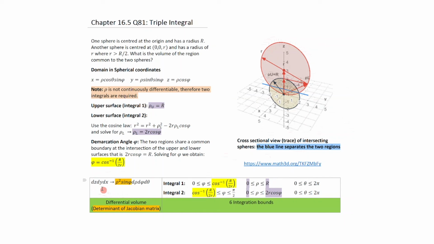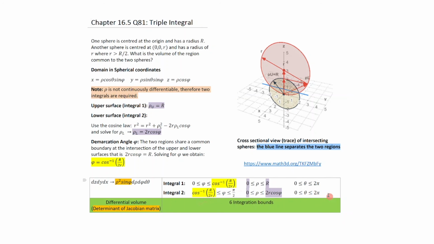Also recalling the differential volume, this term here represents the determinant of the Jacobian matrix. So for integral 1, these are the bounds for phi, upper and lower. And for rho, these are the lower bound and upper bound, and these are the lower and upper bound for theta. For integral 2, which is basically going to be the lower branch below the blue line, the bounds on phi are cosine inverse capital R over 2r as the lower, and the upper is pi over 2. Rho will be between 0 and 2r cos phi, and theta extends from 0 to 2 pi.